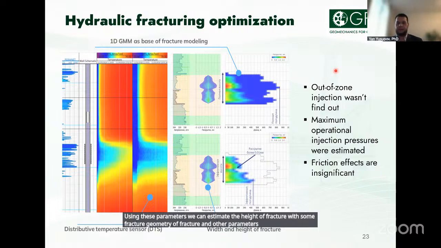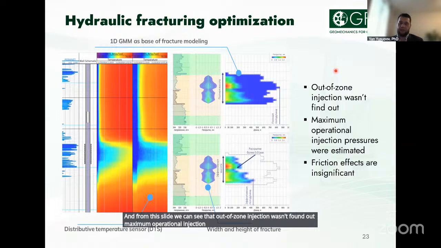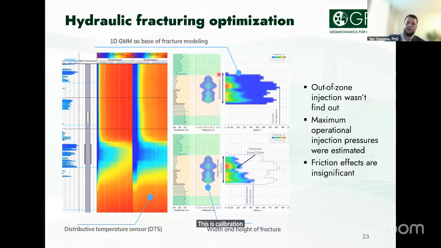As you can see on the slide, for hydraulic fracturing, optimization of injection wells was completed, and from this slide we can see that out-of-zone injection wasn't found. Maximum operational injection pressure was estimated, and this shows the absence of friction effects in this well. On the left part of the slide is the DTS, distributed temperature sensor. This is the calibration factor for the optimization of the height of the hydraulic fracture.